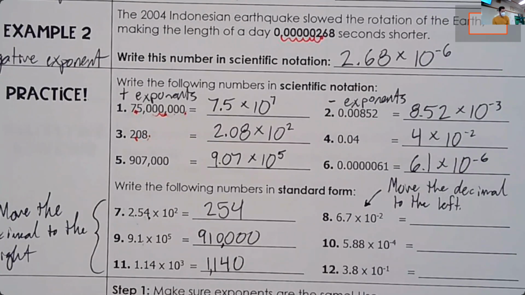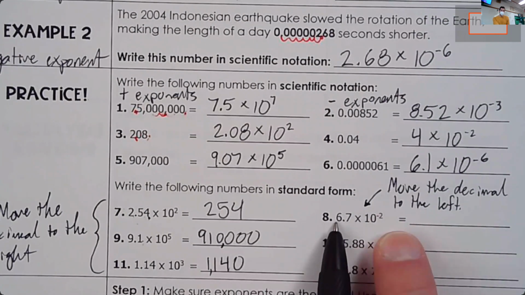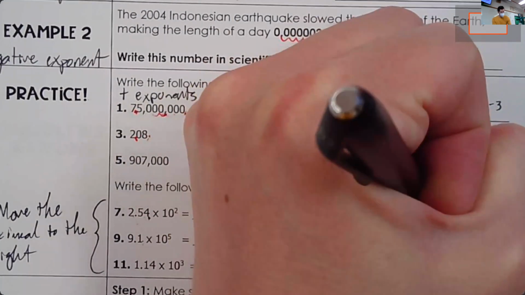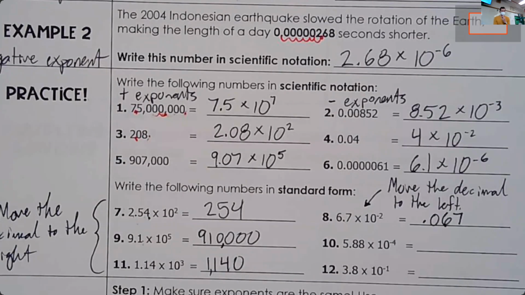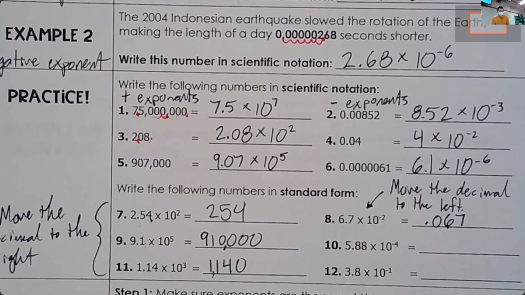So if we move this one twice, it's going to be the same idea as filling in the zeros over here. We only have to move it once to get it in front of the 6 and the 7, but we still have 1 more to go. So we have to fill in with a 0. So that's going to be 0.067. Or if you want, you can do 0.067, either way. So that would be 67 1,000ths, if we were naming that number.